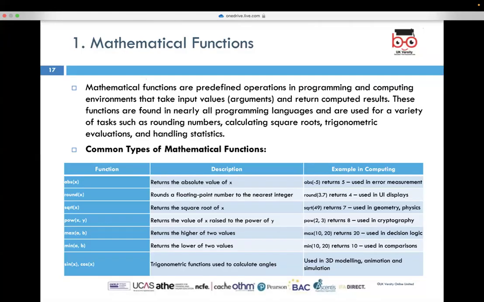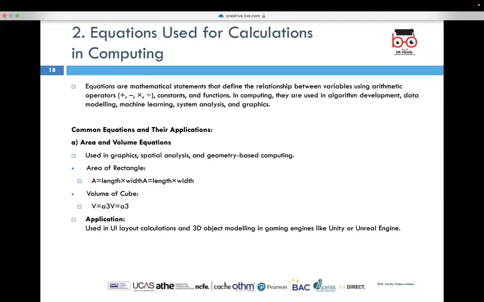Sin(x) and cos(x) are trigonometric functions used to calculate angles, and this is used in 3D modeling, animation, and simulation. This can also be put in a calculator to work out values for sine and cosine.